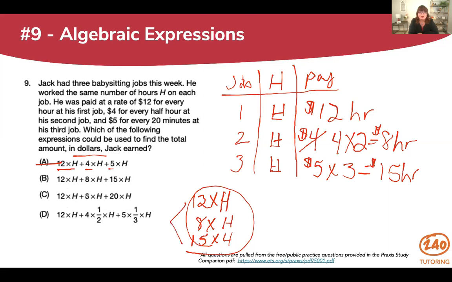And then down here, it's all correct till you get to this 20. So if you did not understand that 5 times 3 is 15, if you made a mathematical calculation error. And then over here, it was looking at that half hour and third hour, and that would actually make the time smaller if we multiplied by a fraction. So our correct answer here is B. So while this looks complicated, it's really not. A simple table will help you organize your information.